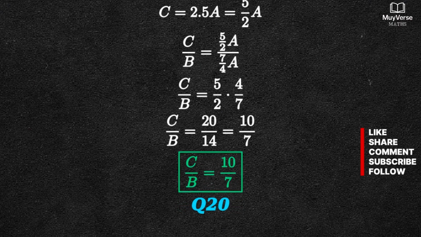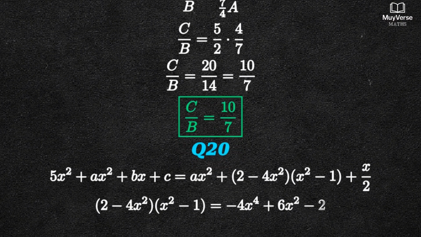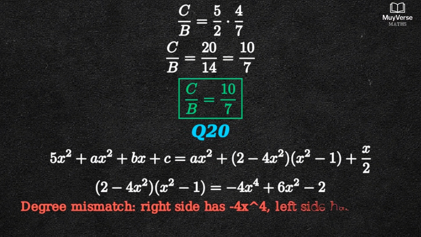Question 20. We are to find a, b, and c from the identity 5x squared plus ax squared plus bx plus c equals ax squared plus [2 minus 4x squared] times [x squared minus 1] plus x over 2. Expand the product on the right. This introduces a minus 4x to the fourth term, while the left side has degree 2. That mismatch signals a likely misprint.